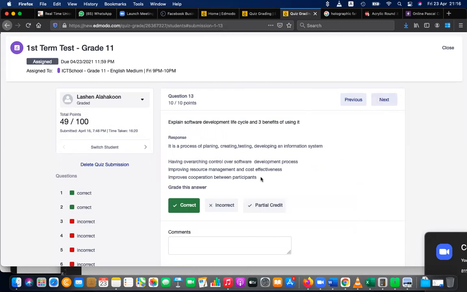Right, explain the software development life cycle and three benefits of using it. It's a process of planning, creating, testing, developing an information system. And it involves resource management and improves the cooperation between the participants. Yes, correct. Okay, I'll give you a more explained answer.